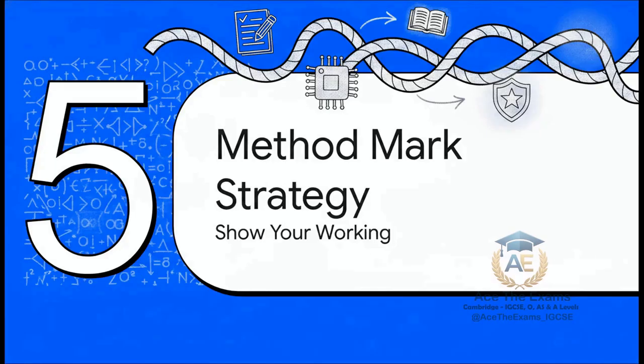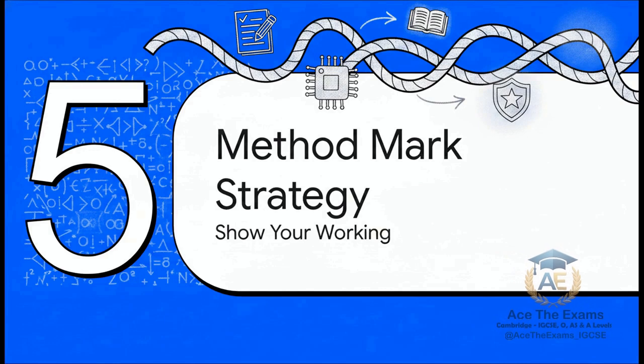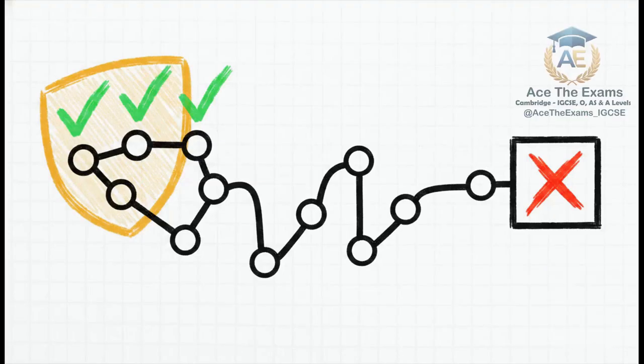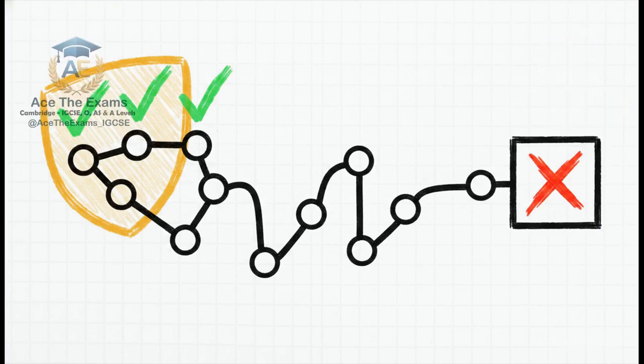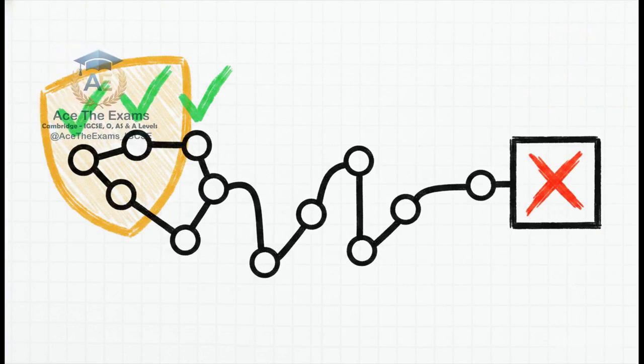And finally, we arrive at Section 5, the method mark strategy. I need you to pay very close attention to this part because it is an absolute game changer. Examiners award marks for the process. Method marks can save you. Listen to me very carefully on this. Thousands of students lose marks unnecessarily every year simply by not showing their working. It is heartbreaking to see.